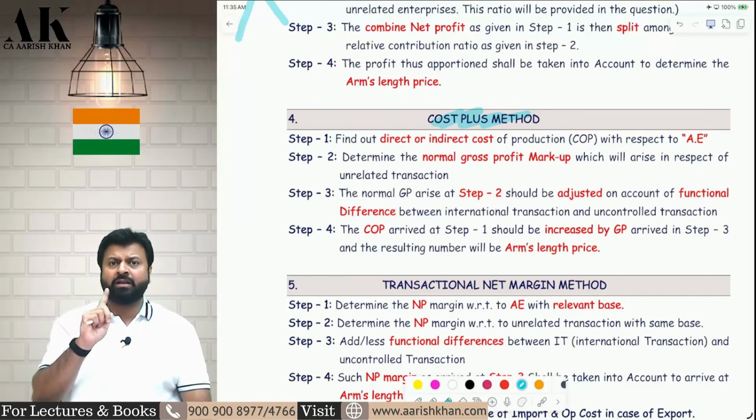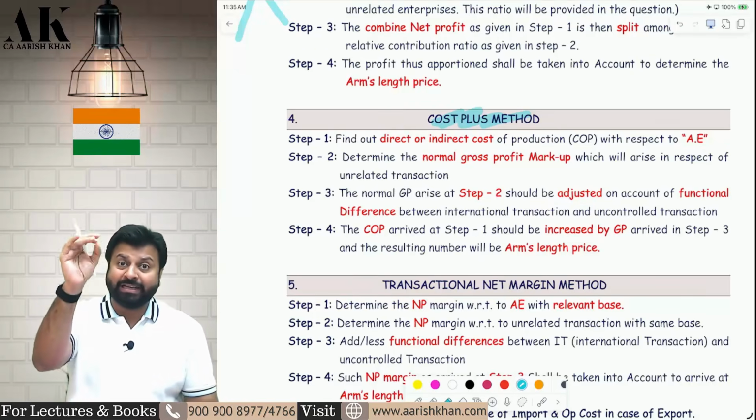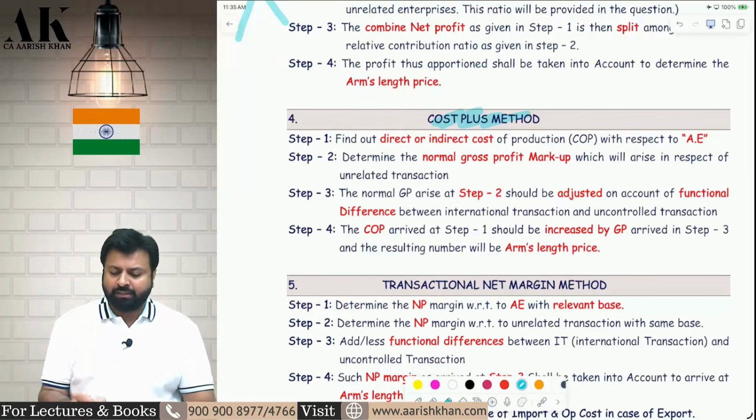In the fourth and the fifth method, you are not making adjustment in price. You are making adjustment in margins. In the fourth and the fifth method, you will make adjustments in the margins. How, sir? Let's see.